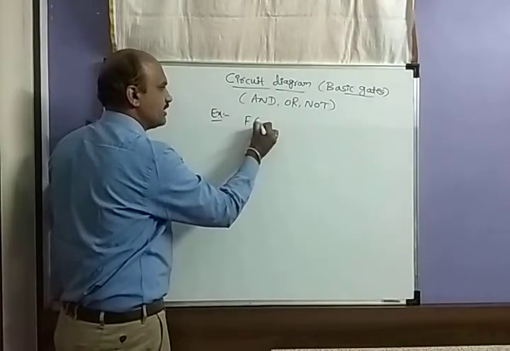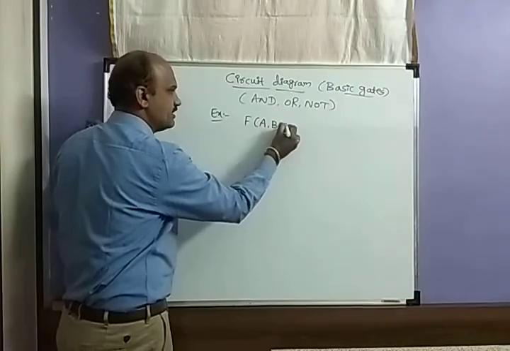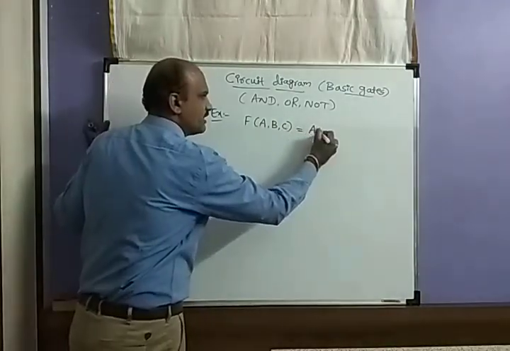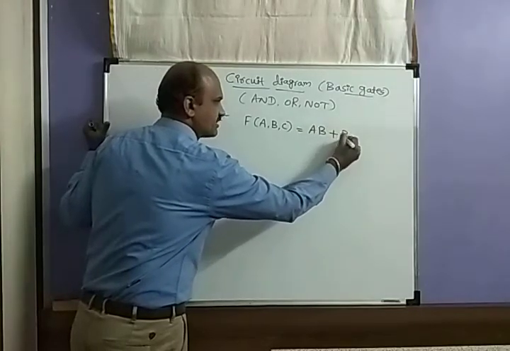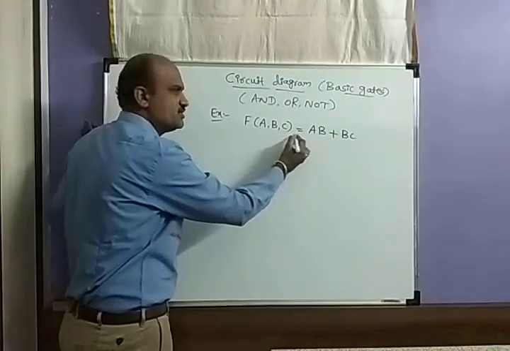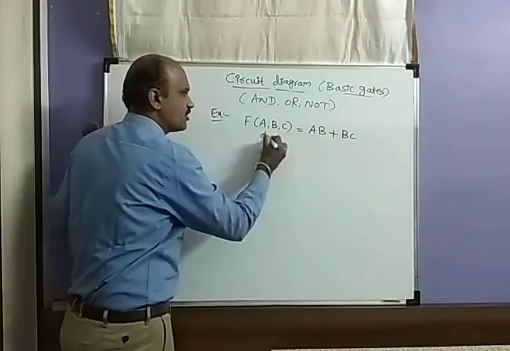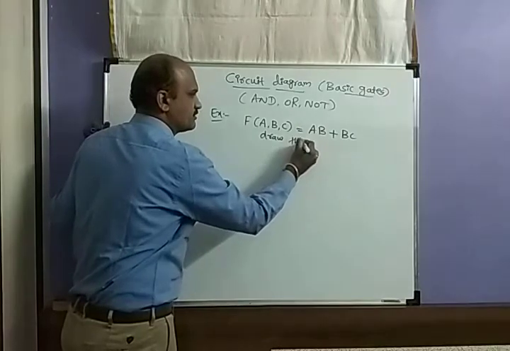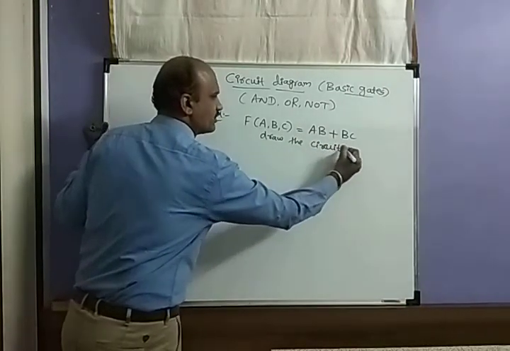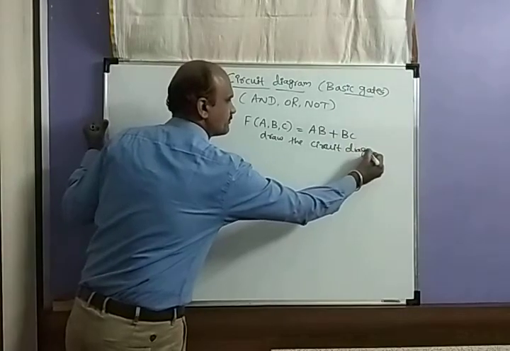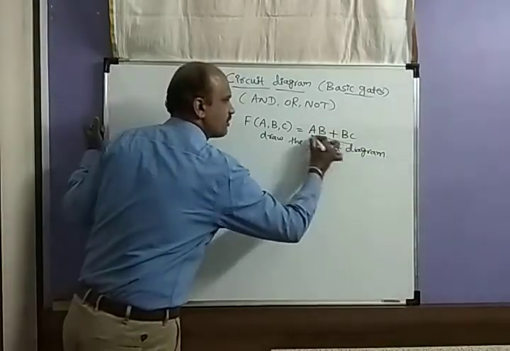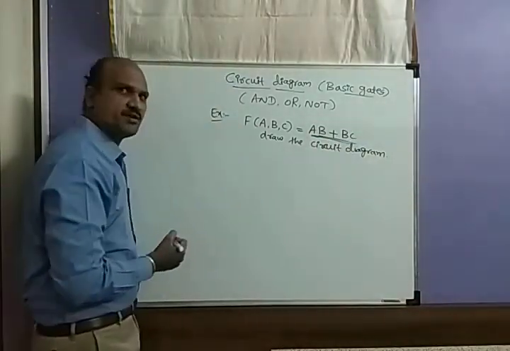If I take a simple example, f of a, b, c is equal to ab plus bc. This is the expression. They will give the question: f of abc is equal to ab plus bc, draw the circuit diagram. This is called the Boolean expression, AB plus BC.